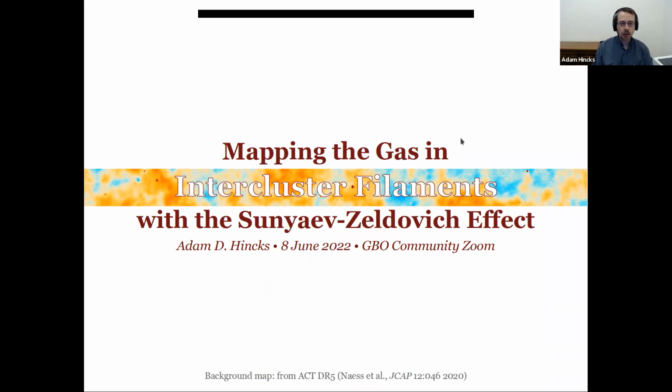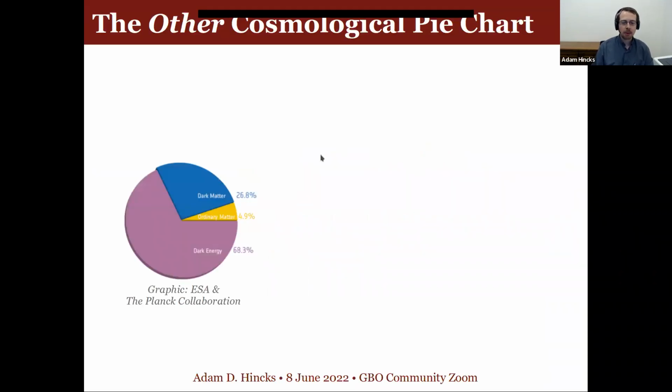But I wanted to start just by showing a couple of pie charts. So this pie chart, I'm sure everyone here has seen in some form, showing that today the mass energy of the universe is dominated by the dark sectors. So only 5% of the universe today is made up of ordinary matter, of atoms.